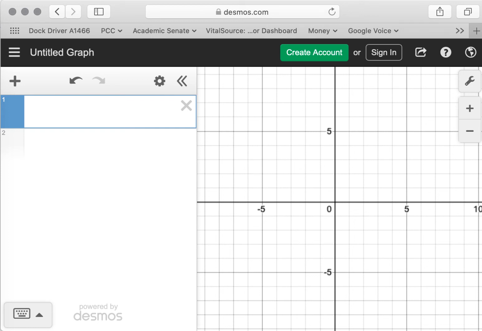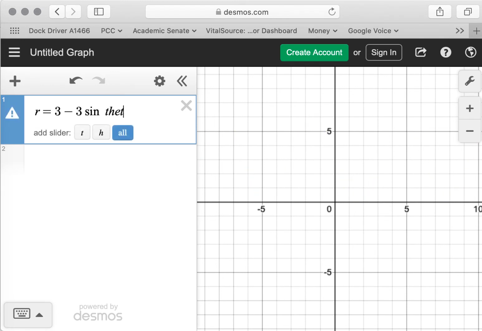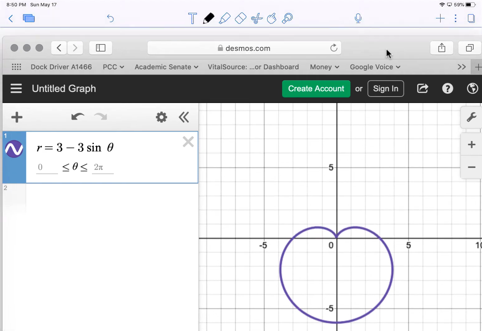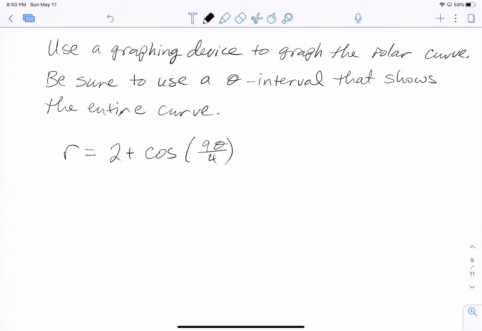Using a graphing utility like desmos.com, we can graph polar curves just by typing in something like r equals 3 minus 3 times the sine of theta, and I'll type THET. As soon as I type A, it'll change to the symbol theta, and we see here the cardioid that we saw in a previous video. Now that's straightforward enough because the default parameters for theta, that is 0 to 2 pi, give us the entire curve. We're going to look at an exercise for which that's not necessarily the case.